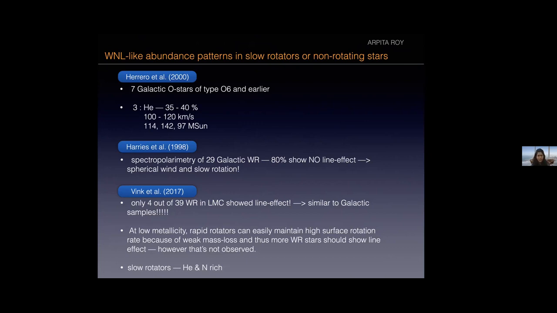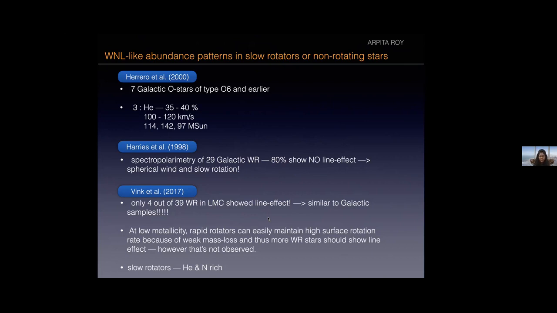Yorick's paper 2017, along with Yorick's other paper of 2007, combined observations of 4 stars out of 39 Wolf-Rayet stars in the LMC. Only 4 stars actually showed the line effect. So it's like 10% of what had been observed that shows the line effect. And this is similar to the galactic samples as well. It is almost 10 to 20% that shows the line effect.